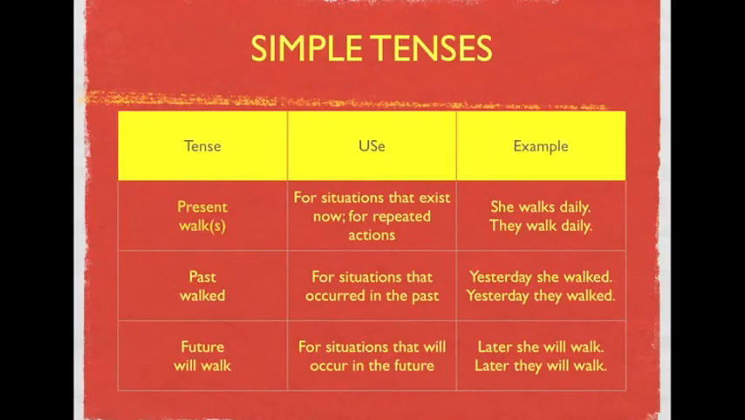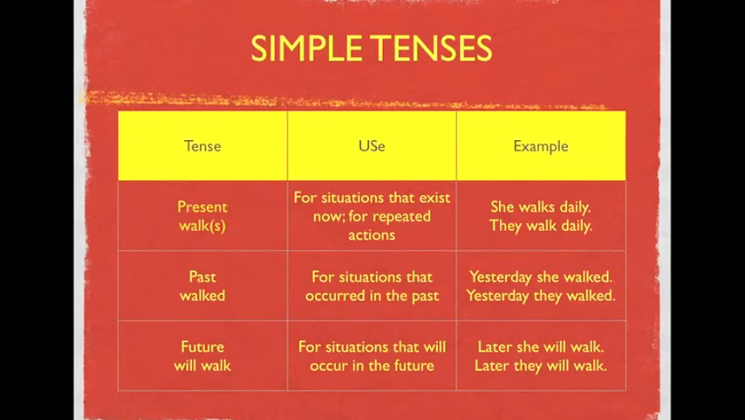Now, here are those simple tenses we talked about. And here's a little chart. It's got the tense, the use, and the example. Now, you could also find this chart in your book if you'd like. But if you look at the present form, it's walk or walks. Okay, that's why they call walk the base, because you can also add an S and it's still present. Okay, past would be walked. Future will walk. And it shows you examples there. I'll leave this slide open for just a moment so you can take a look at it.